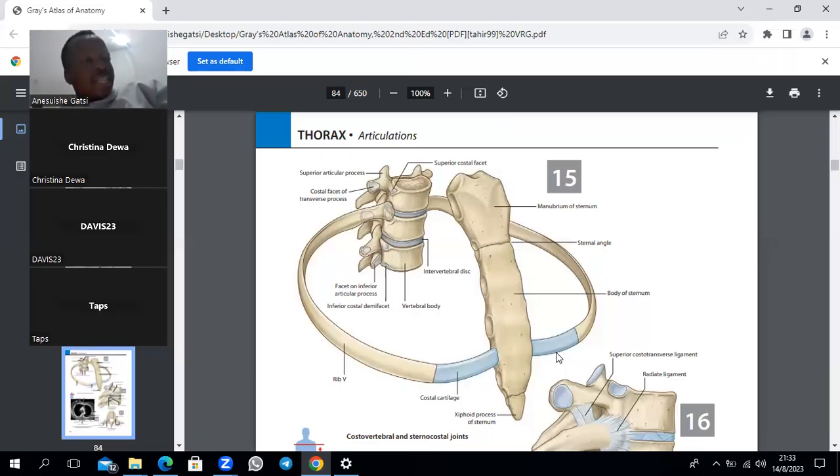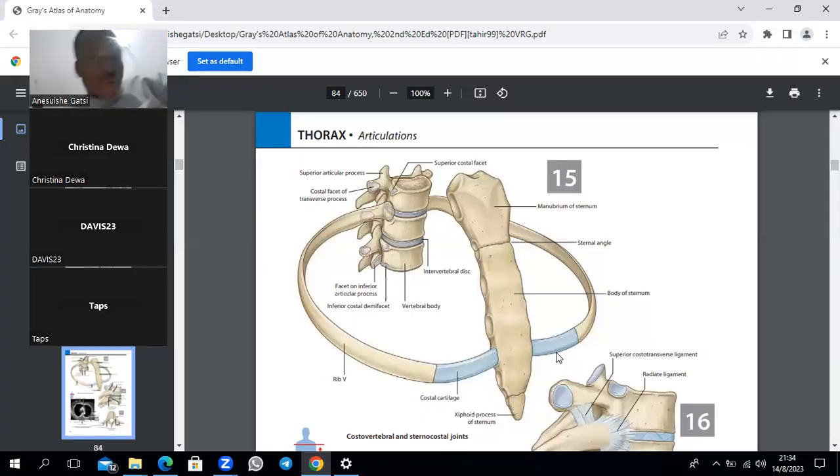So for vertebra number 2 up to number 8, thoracic vertebra, they are typical. Then T1, and 9, 10, 11, and 12, they are going to be atypical. So what should a thoracic vertebra that is typical have? A typical one should have two facets on its body.